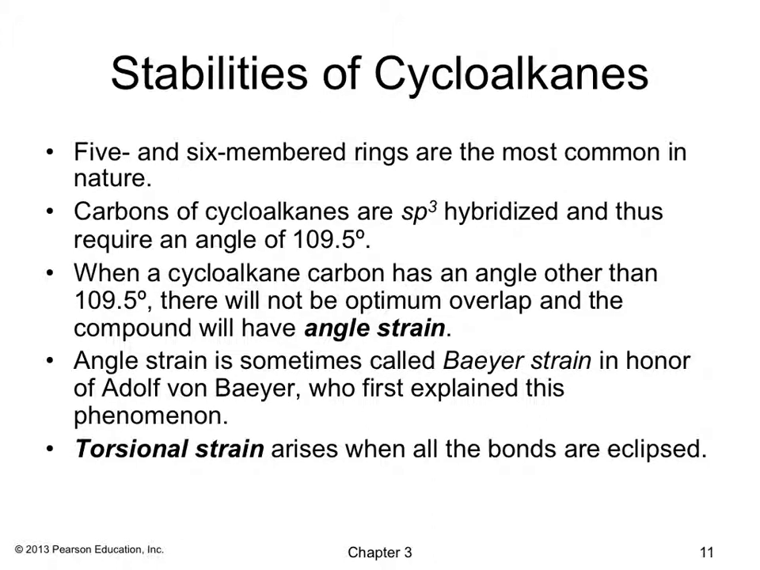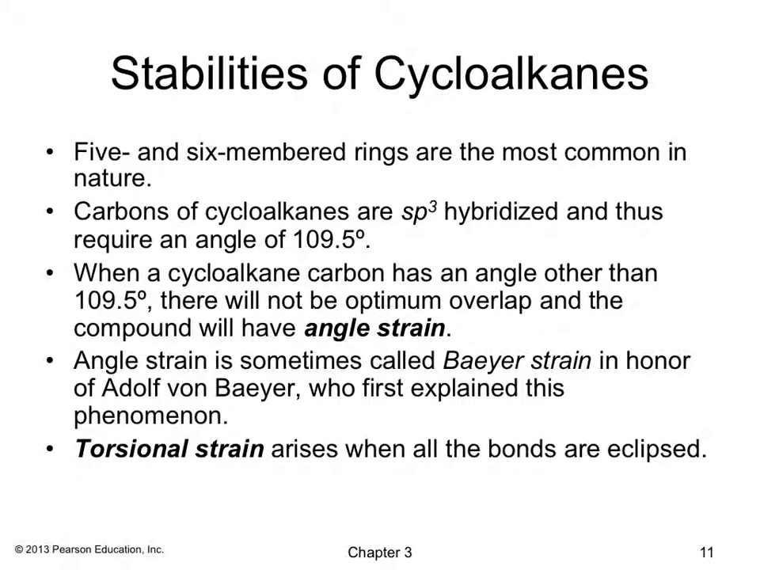In terms of stabilities of cycloalkanes, 5- and 6-membered rings are the most common in nature. Carbons of cycloalkanes are sp3 hybridized and require an angle of 109.5 degrees. When a cycloalkane carbon has an angle other than 109.5, there will not be optimum overlap, and the compound will have angle strain, and we'll show examples of that.